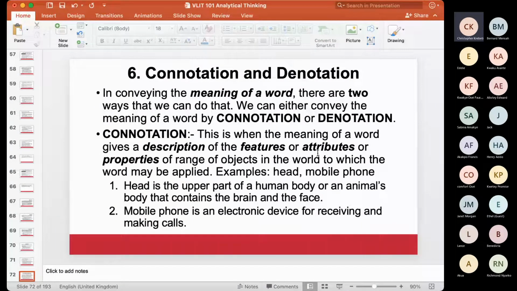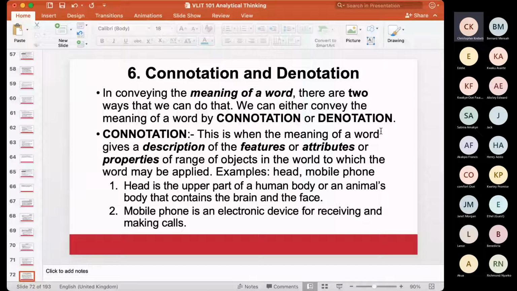So in conveying the meaning of a word, there are two ways that we can do that. We can either convey the meaning of a word by connotation or denotation, right? As I have explained earlier, when we talk about connotation, you are referring to the meaning of a word which gives a description of the features or attributes or properties of a range of objects in the world to which the word may be applied.